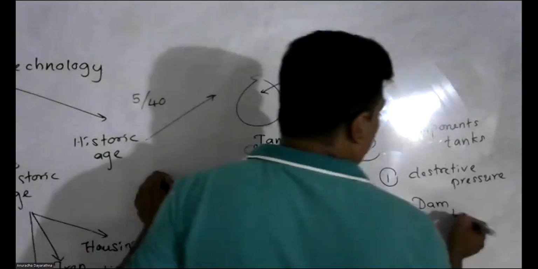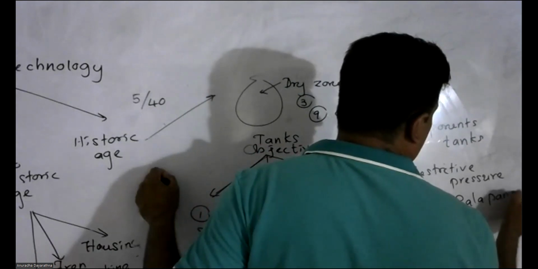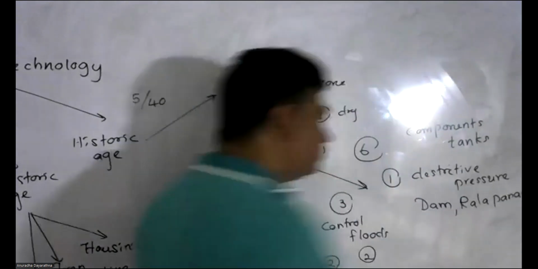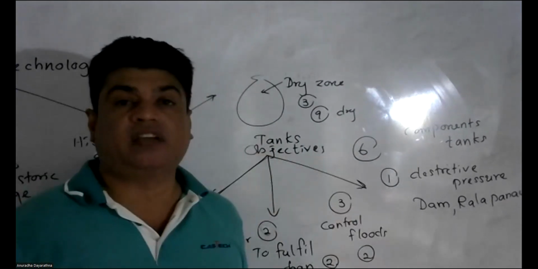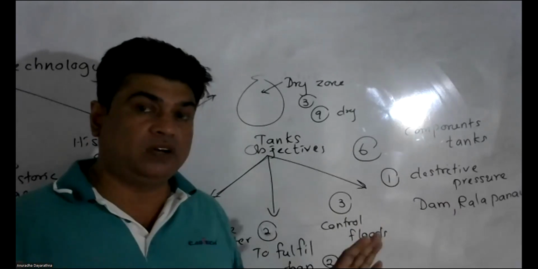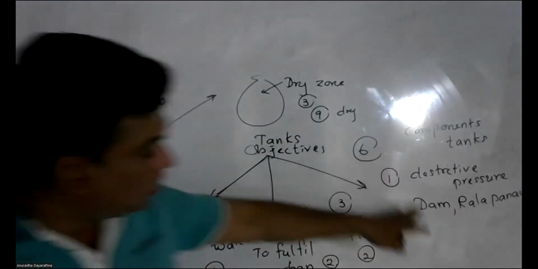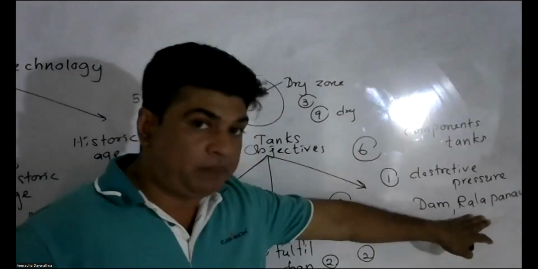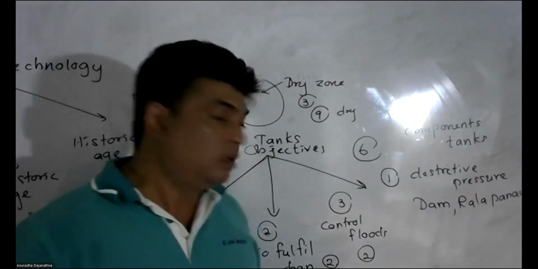There was also a component known as Nalapana. So what is Nalapana? That's a kind of stone layer placed on the inner surface of the dam to prevent the dam from being destroyed or eroded by the waves of water. That is Nalapana. So these two components they prepared in order to control this destructive pressure.